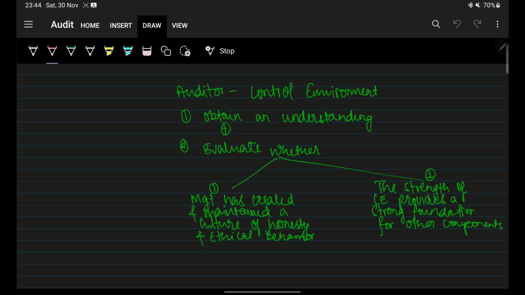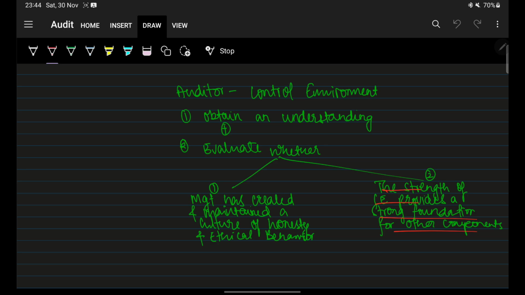Okay, so in the exam, what they might do is they might just give you this part, right? The strength of the control environment provides a strong foundation for other components, full stop, explain, or full stop, comment, right? So this is the kind of thing that they can do in the exams, so we shouldn't fall for that. We have to remember every point properly, right?